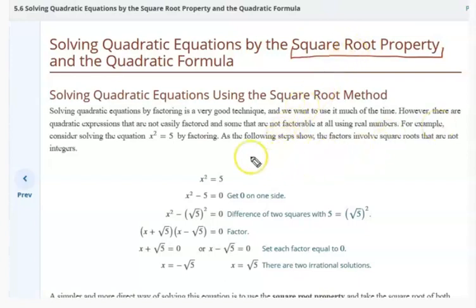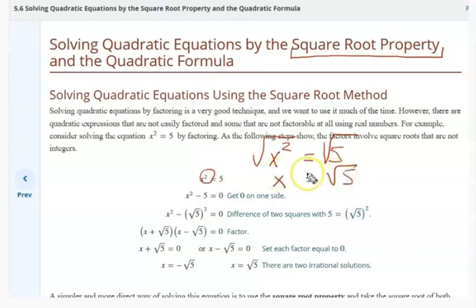Now, they give us an example here that if we had x squared equals 5, and we want to solve for x, we could say the square root of x squared, which would be x, and then the square root of the other side, which would then be the square root of 5. Now, interestingly, remember we said that with a quadratic equation, we should get two solutions. Here we're only getting one.